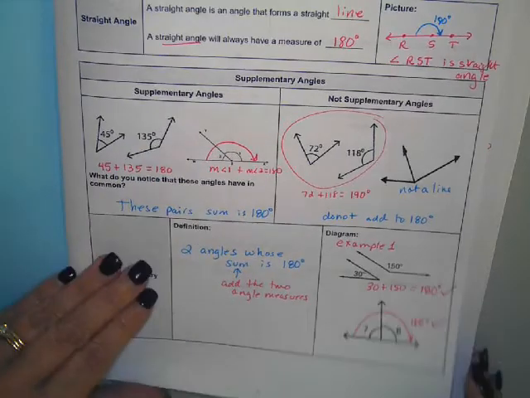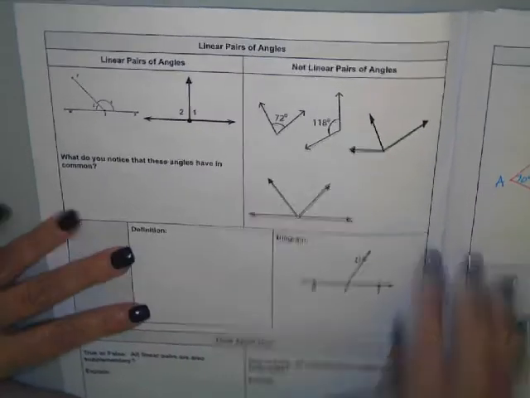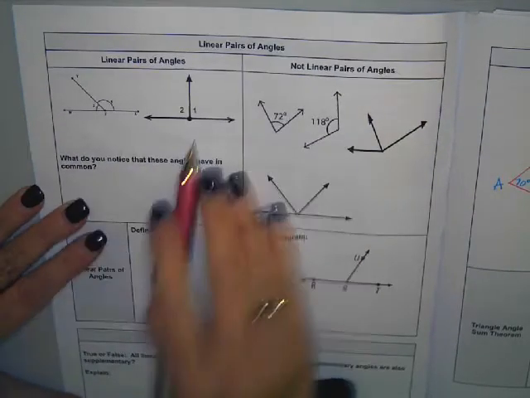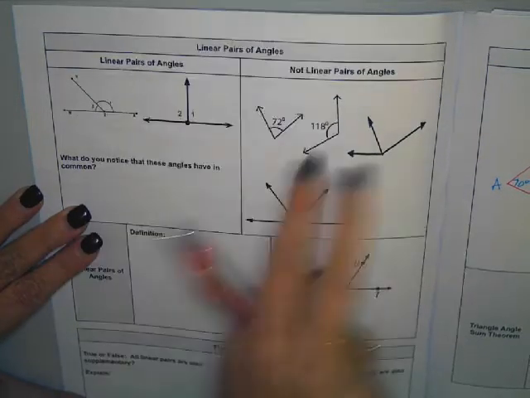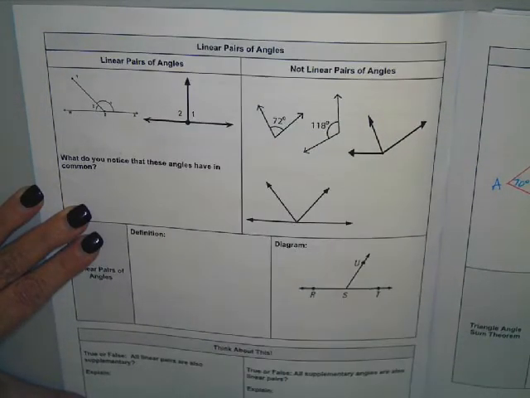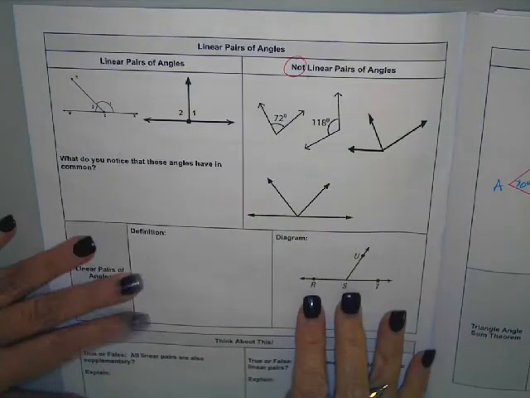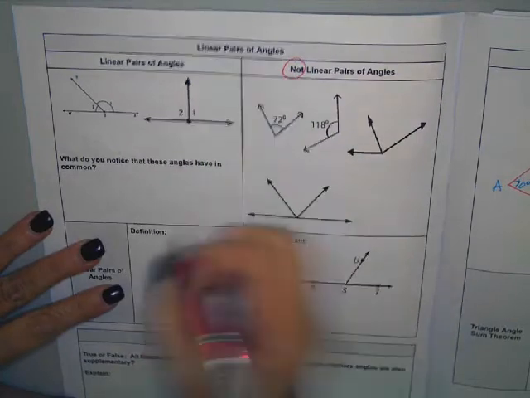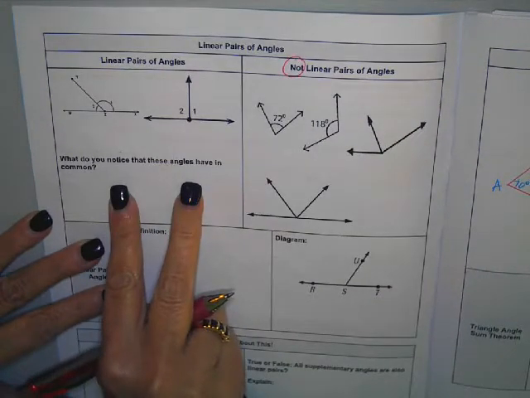Okay, if we turn to page 2, linear pairs of angles. These are both examples of linear pairs. These are all not examples of linear pairs. These are not linear pairs. So if you look at this, you should be able to tell what it means to be a linear pair. What do these two angles have in common?